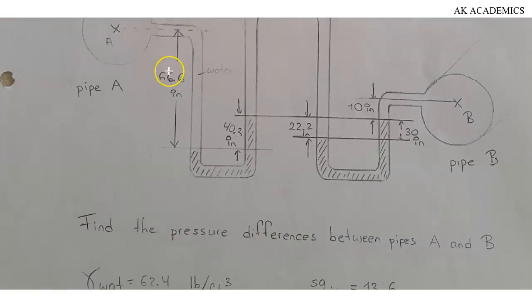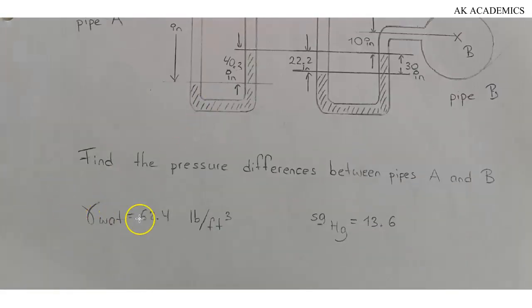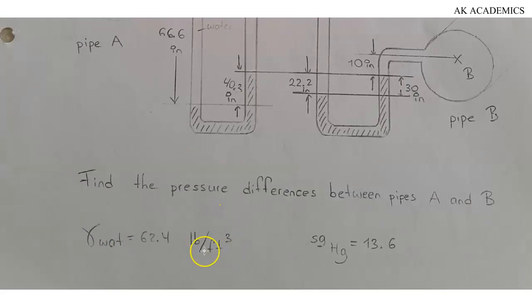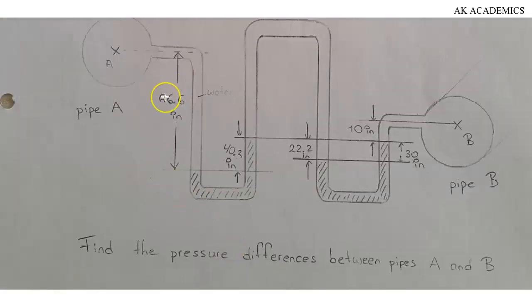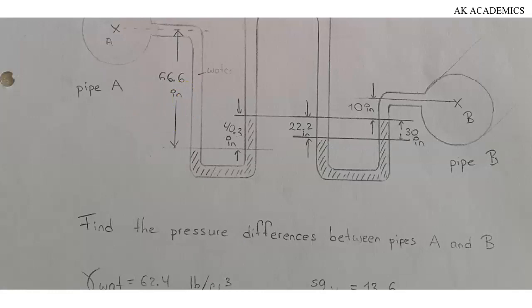What you want to do is, you will notice that the specific weight of water is given in pound per cubic feet, and we have our height in inches. You can't combine inches and pound per cubic feet together, so you have to convert this height to feet. To convert height to feet, you are going to divide all the inches values by 12.